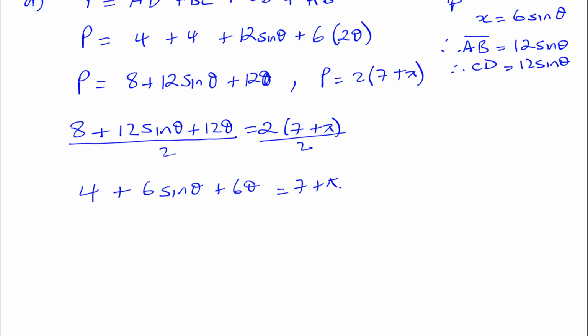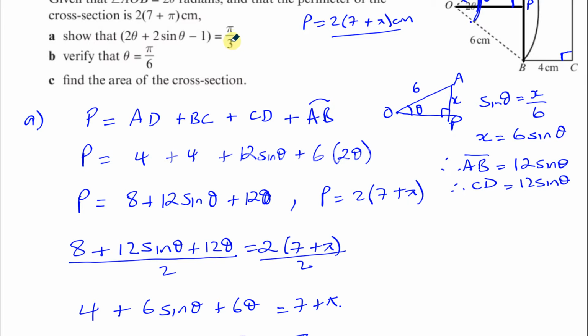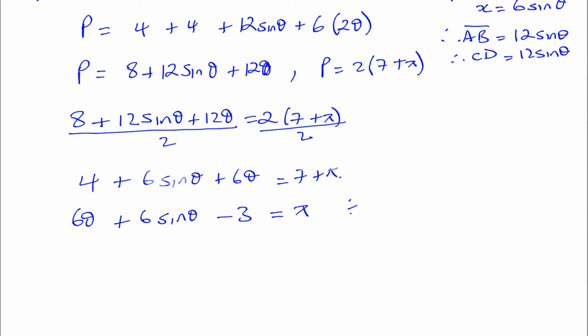So I'm going to write 6 theta plus 6 sine theta, and you have 4 minus 7, which is negative 3, minus 3 is equal to pi. And final step, we have to write it as pi over 3. So if I divide both sides of the equation by 3, I'll end up with the pi over 3 that I need on this side. And each of these has to be divided by 3.